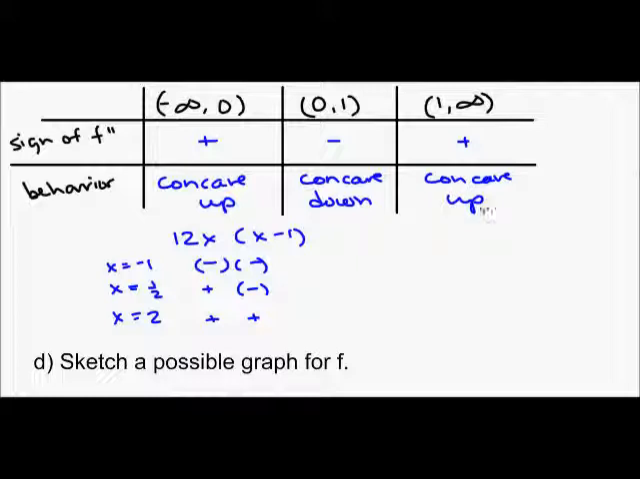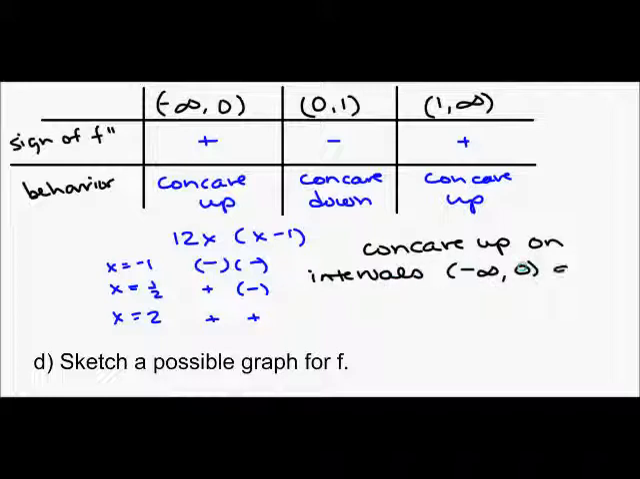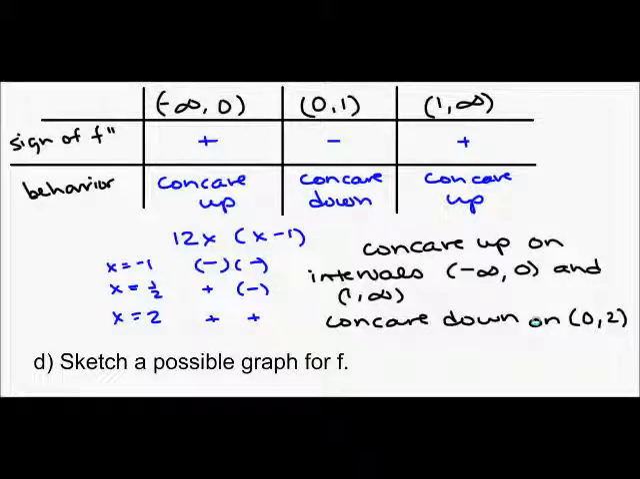So I'm going to write that my graph is concave up on the intervals -infinity, 0, and 1, infinity. It is concave down on the interval 0, 2. Okay, this is my answer for part C.